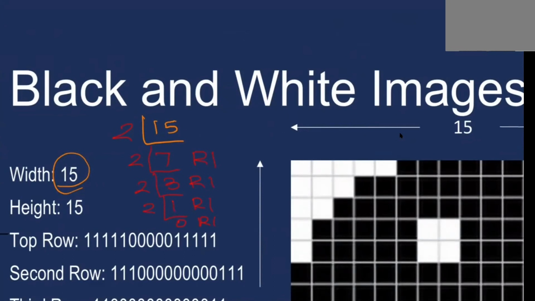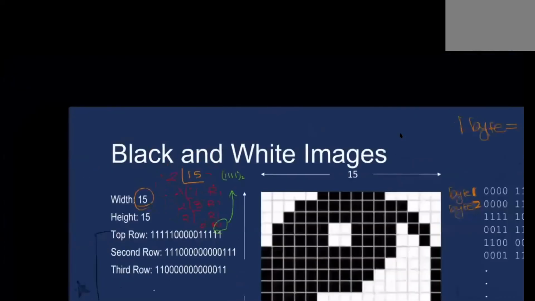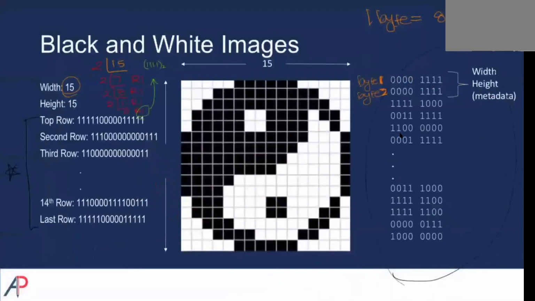So when we start from the bottom and go all the way up to the top, making our binary number, we get 1, 1, 1, 1. But we have a byte to work with, byte meaning 8 bits, not 4 bits. So we just pad the front with leading zeros. And that's what we do for both the width and the height. So this one right here represents the width, and this one down here represents the height.